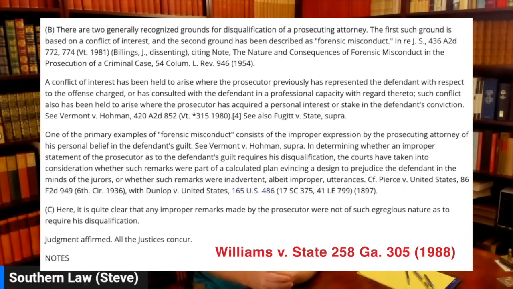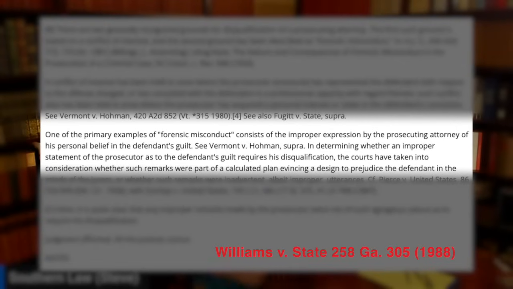So that could be statements. A primary example of forensic misconduct is an improper expression by the prosecuting attorney of personal belief in the defendant's guilt. And if you're a layperson, that may be kind of surprising. The prosecutor should believe that they're guilty, right? But they're not supposed to express their personal opinion of that. They are supposed to rely on the evidence in the courtroom and not express their own opinion inside the courtroom or out of the courtroom in an improper way, especially outside the courtroom, okay?